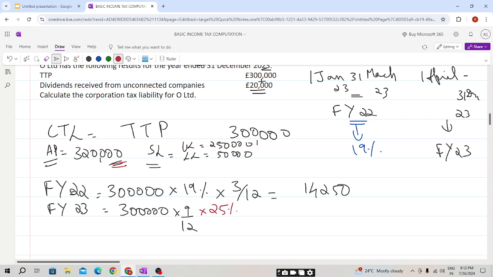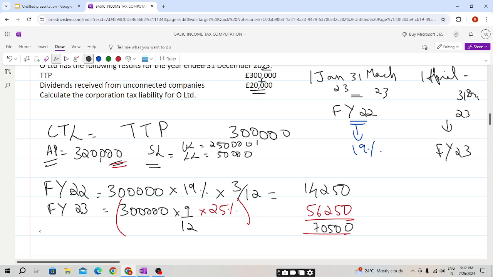So it will be 25% into 9 by 12. So this will be 30,000 pounds into 9 divided by 12 into 25. This will be 56,250. So the total liability is, students, 70,500. I hope this is clear.